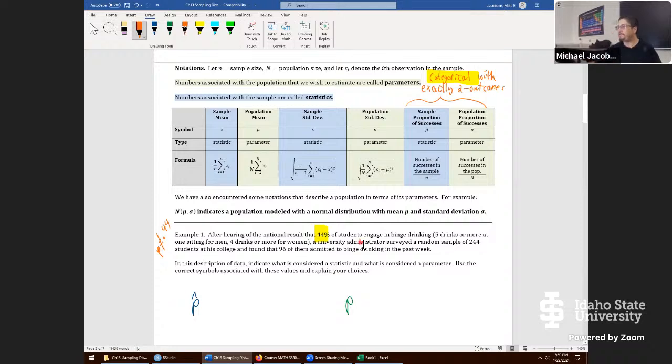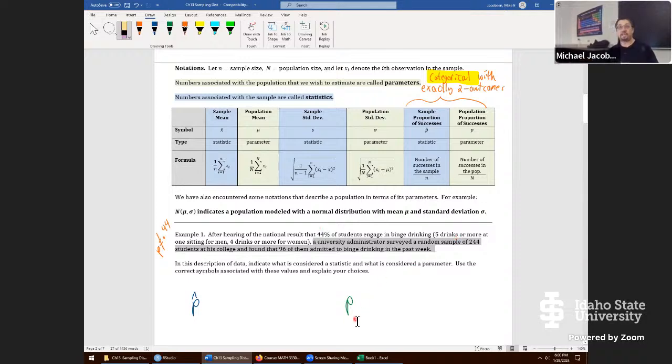But then once we go from that 44% to this information, we are looking at a random sample of 244 students at his college. Now that's a second population, the population of all students that belong to one specific college, not the nation any longer. Probably the administrator is wondering, is his college similar or dissimilar to the entire nation? So now we're comparing populations in that certain sense.